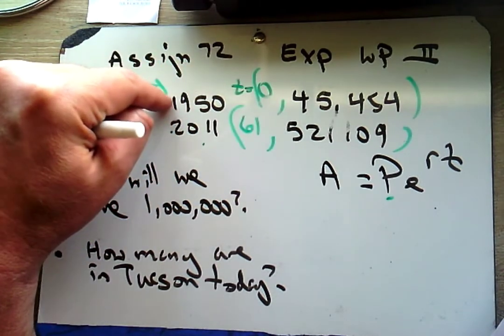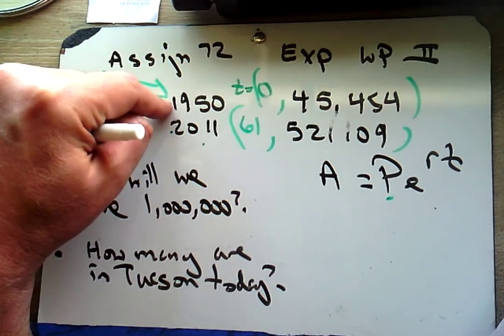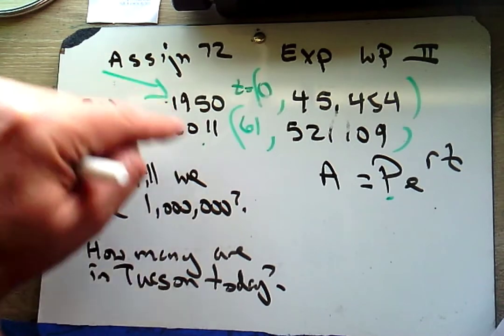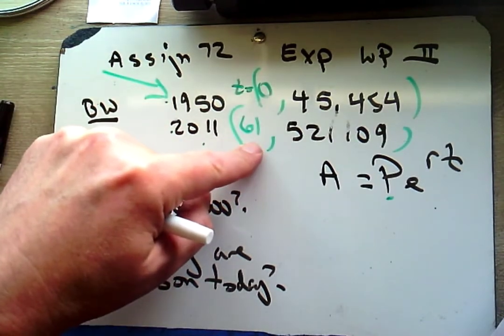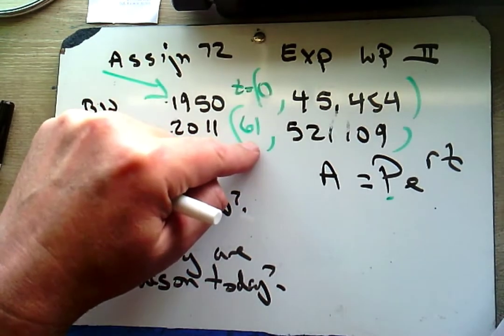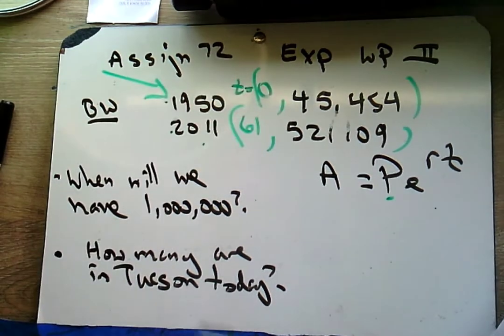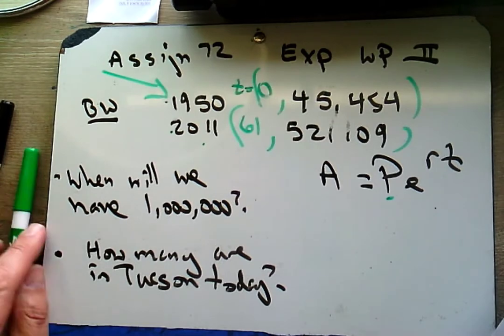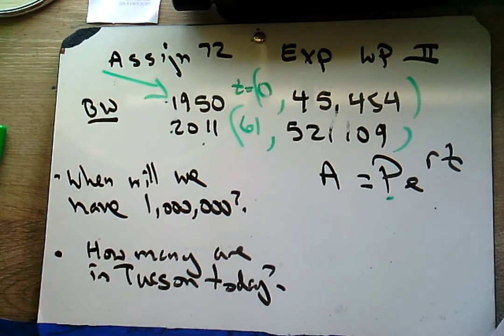And so I just say, why don't we start with this being time equal to 0? And this is 61 years later. If I take 2011 and subtract 1950 from it, I'm going to get 61. Now, with that in mind, can you finish the problem? If so, go back and try again. Come back when you're done.